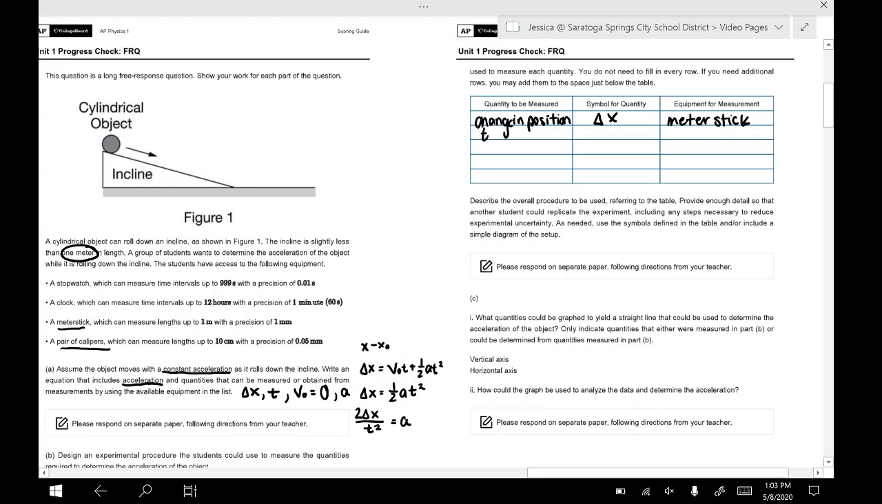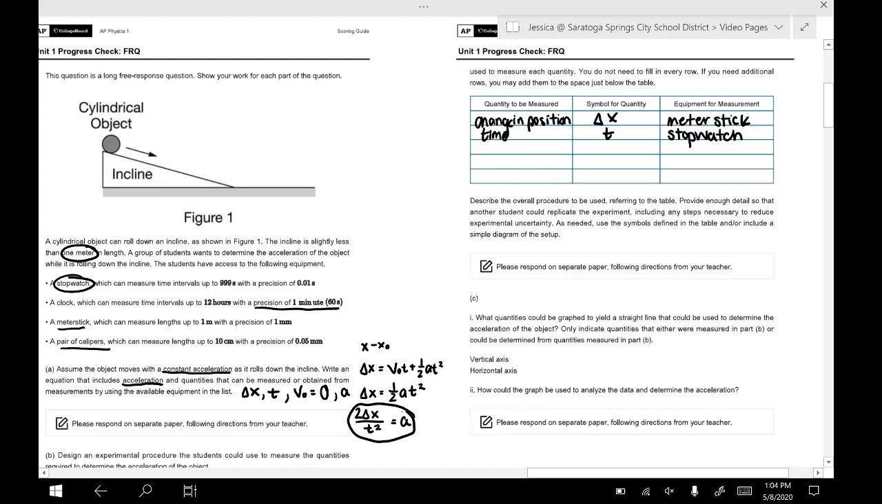The next thing I want to measure is the time, and that's going to be represented with a variable t. Now I have a stopwatch or a clock. This object that's traveling down the incline is likely not going to travel for a whole entire minute. So that's why the stopwatch is the better choice. Okay? So those are really the only 2 things I need to measure to find the acceleration.